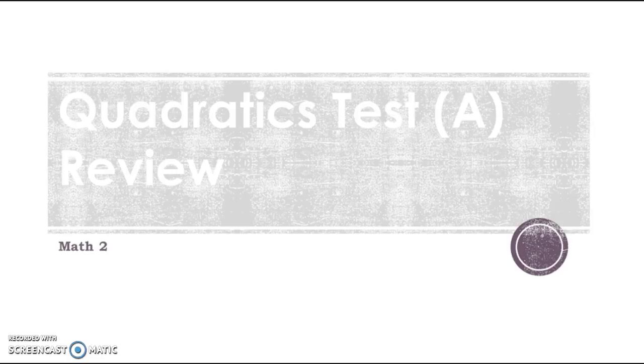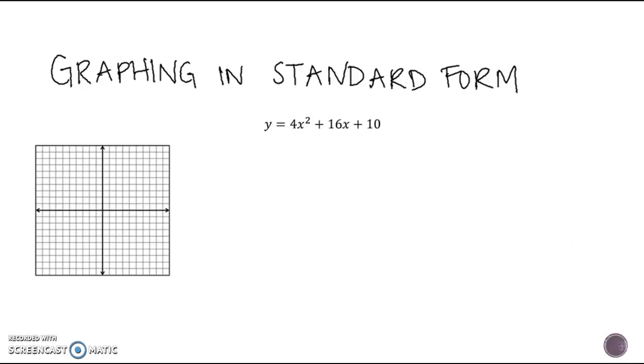In this video, we're going to review for our first one of two quadratics tests. So, in the very beginning of this unit, we graphed in standard form. Remember, standard form is ax squared plus bx plus c. Anytime it's in standard form, we're going to start by finding a, b, and c, or identifying. So my a is 4, my b is 16, and my c is 10.